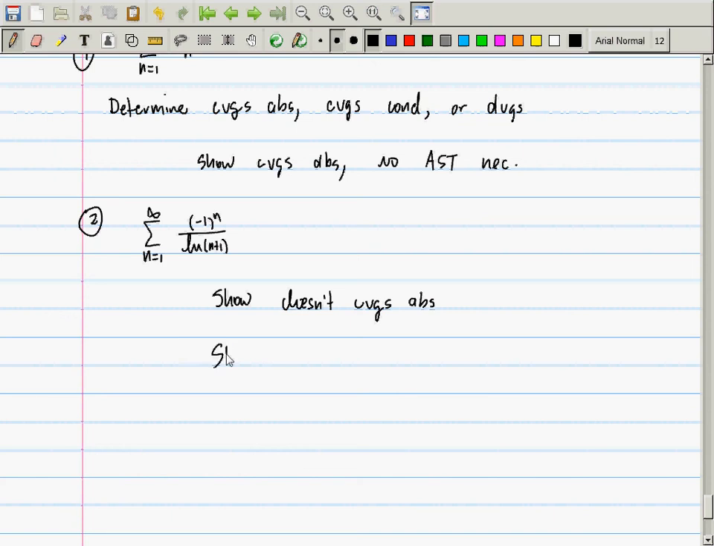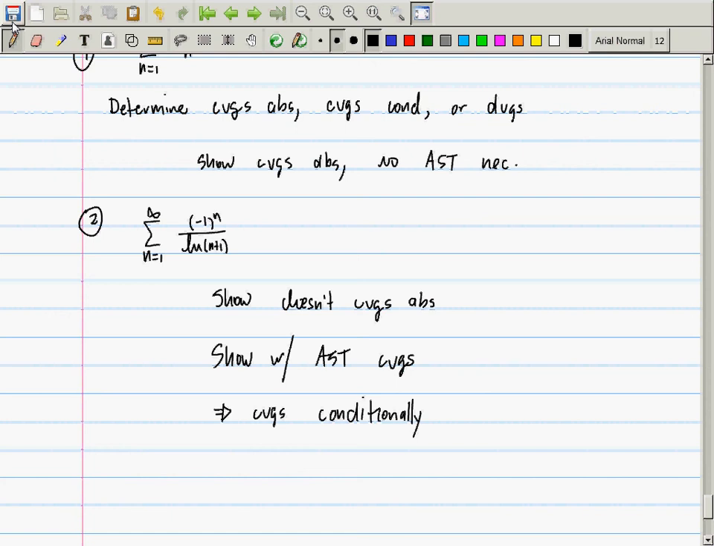And then you will be able to show with the alternating series test that it converges. So since you showed it doesn't converge absolutely, but with the alternating series test it converges, what's the conclusion? It converges conditionally.